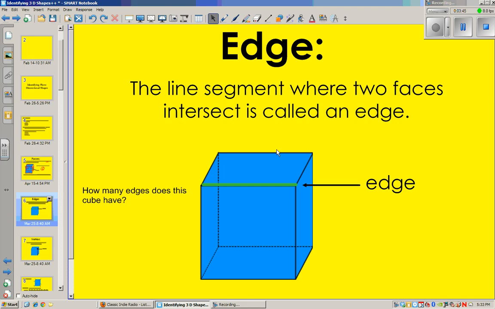All right, so let's count them. A little easier to label. 1, 2, 3, 4, 5, 6, 7, 8, 9, 10, 11, 12. 12 edges that this particular figure has, this cube.